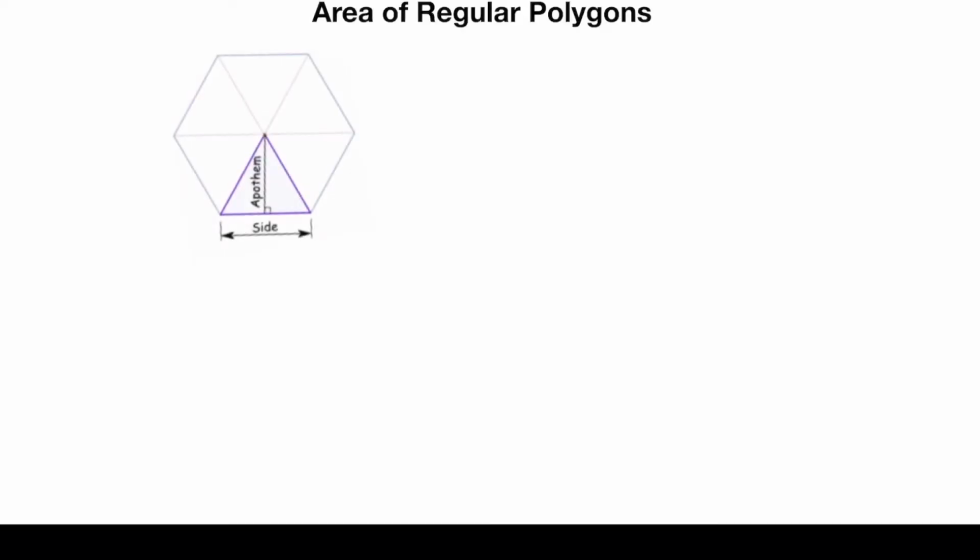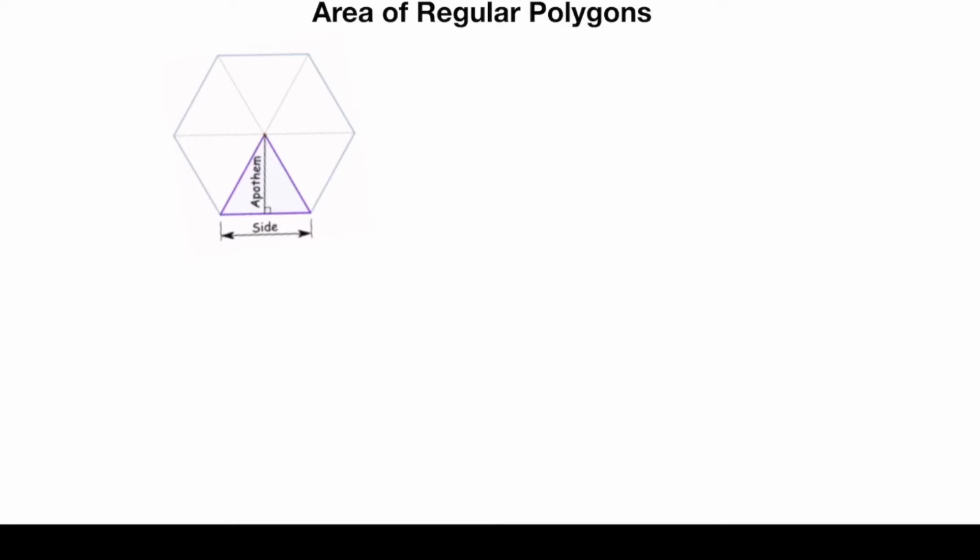This video will discuss how to find the area of regular polygons. I've got a picture of a regular polygon here that has 6 sides, so it's a hexagon. And as we recall, hopefully, regular polygons are polygons where all the sides and angles are congruent.